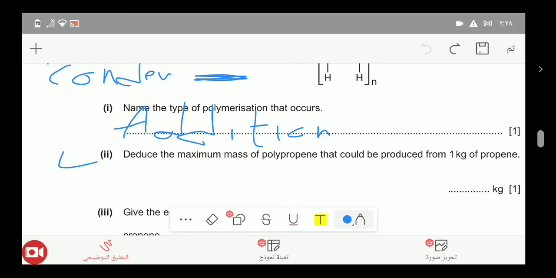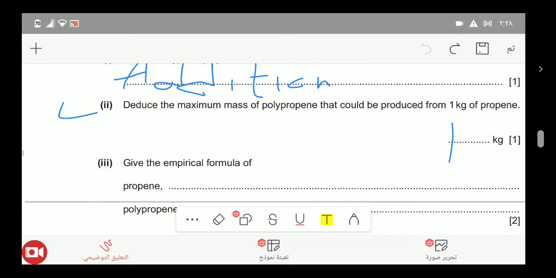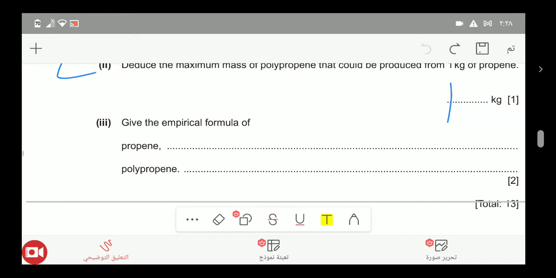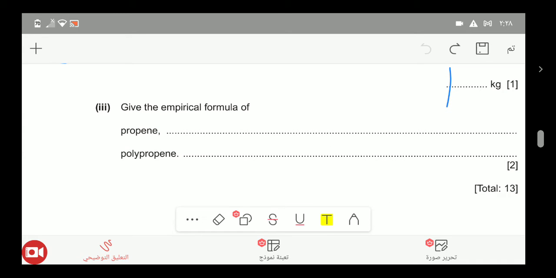Question number 2: deduce the maximum mass of polypropene that could be produced from 1 kilogram of propene. The mass is the same, 1 kilogram. The mass of the product of polymerization equals the mass of the reactants.